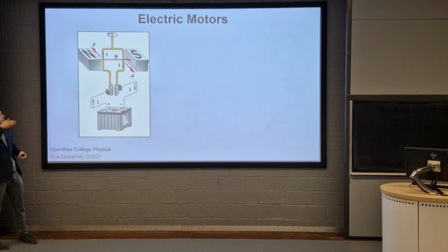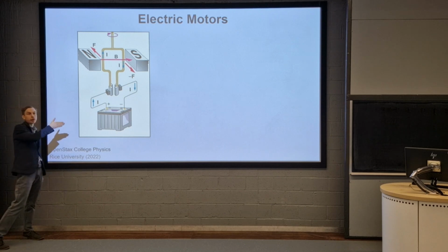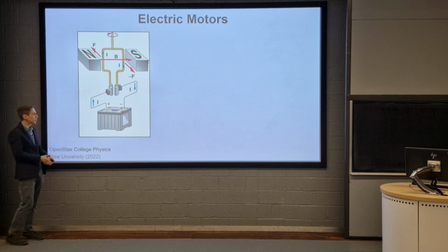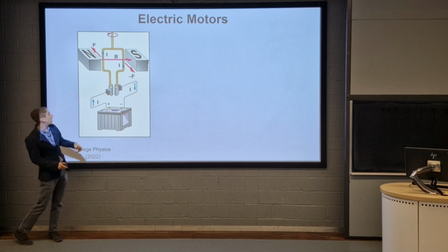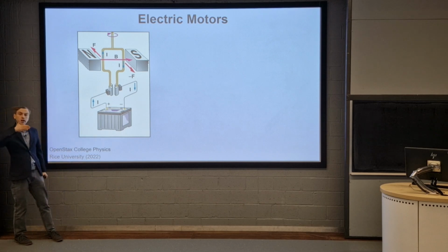So the fingers go north to south. Then the thumb goes in the direction of the current. So if we're looking at this side of the coil, the current's going upwards. So the force is going to be pushing the coil towards the screen. So we're going to be getting a torque on the coil. So we're getting the current from the battery, it's flowing around the coil, and that's pushing this side of the coil into the screen.